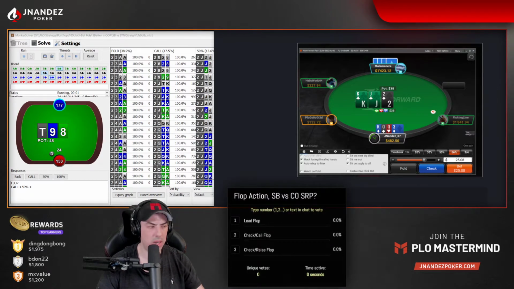This is going to be a single raised pot. Cutoff opens, I call in the small blind, which I think is fine. We can look it up. And I decided to lead the flop into my opponent with king, queen, queen, 3. What do you guys think?